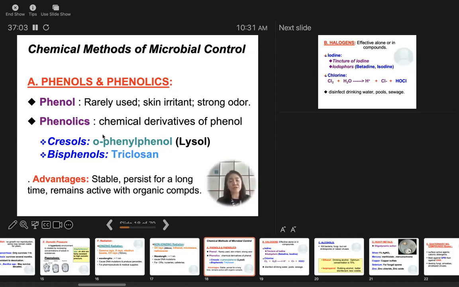Okay? Phenolics, on the other hand, are milder versions of phenol. These are chemical derivatives of phenol, like cresols, yung O-phenylphenol, which is the main component of Lysol, and bisphenols, an example of which is triclosan, which is a common component in antimicrobial soap, like sa Lifebuoy, yung brand na yan has triclosan. Okay, so advantages, very stable, no? Phenol and phenolics are really stable. It can persist for a long time, and it could remain active in organic compounds.